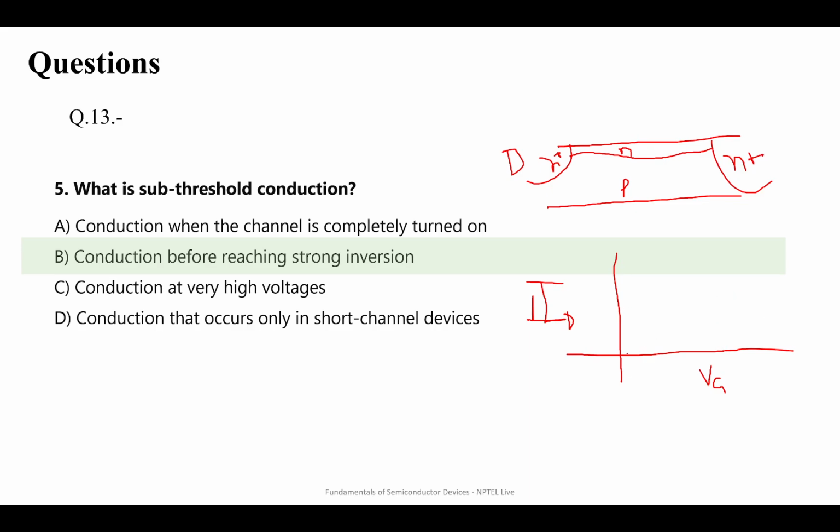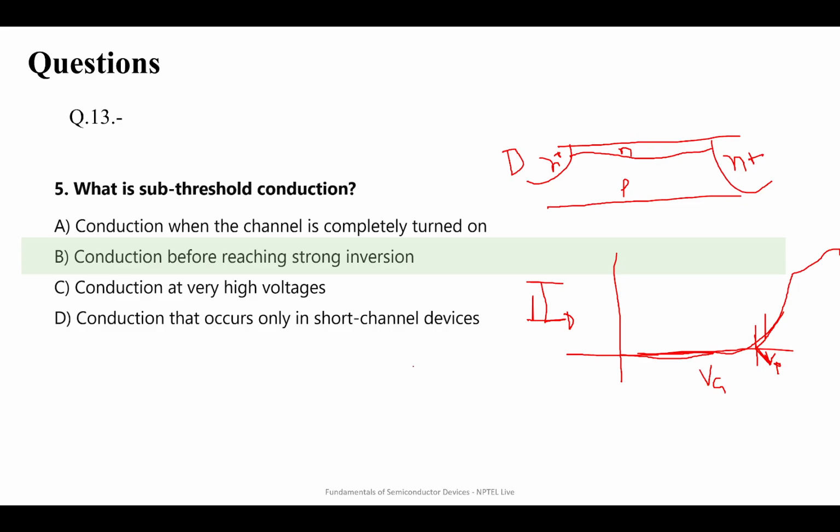If I plot in the linear scale, you will see my current stays low like this, and suddenly you see an increase in current. This is what you call the threshold, your threshold VT. So this would be in the linear region.